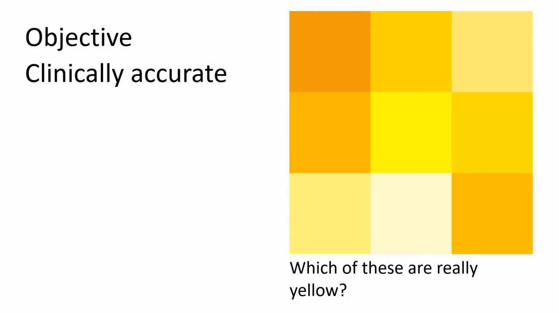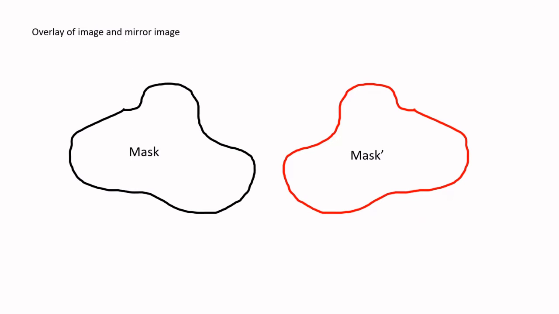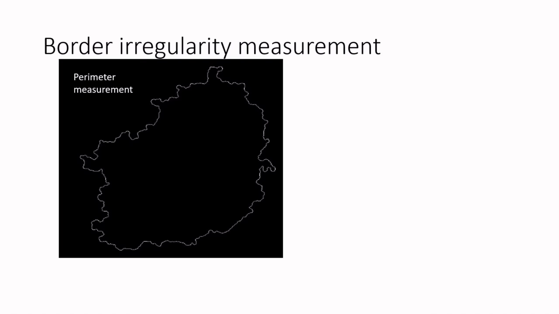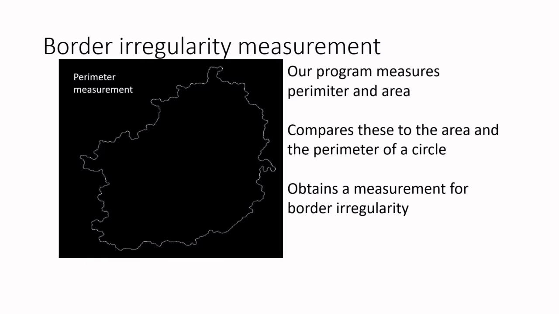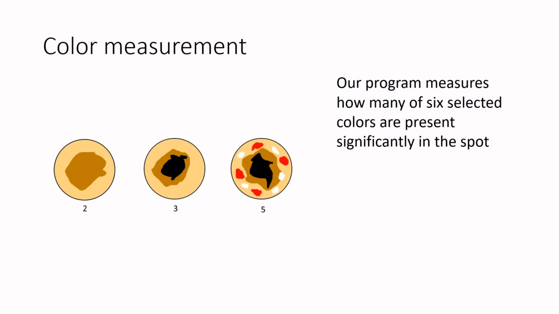The program is engineered to exceed human diagnostic accuracy. By comparing an image with its mirrored version and calculating pixel overlap, an objective way of measuring symmetry is obtained. Our second feature, border irregularity, is measured by compactness, which is a way of measuring roundness of a shape. Lastly, color variety is measured by identifying significant presence of 6 different colors frequently seen in melanoma spots.